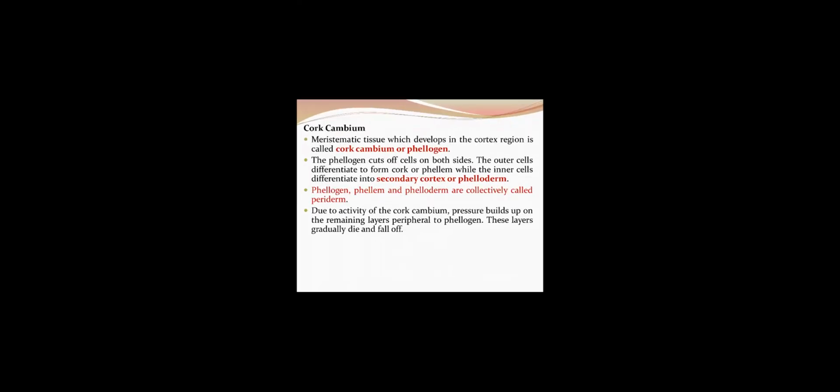Now coming to the cork cambium, what is this cork cambium? A meristematic tissue which develops in the cortex region is called cork cambium or phellogen. And this phellogen cuts off cells on both sides. Outer cells differentiate to form cork or phellem, while the inner cells differentiate to form secondary cortex or phelloderm. So phellogen, phellem and phelloderm together are called periderm. This is very important. Together they are called periderm.